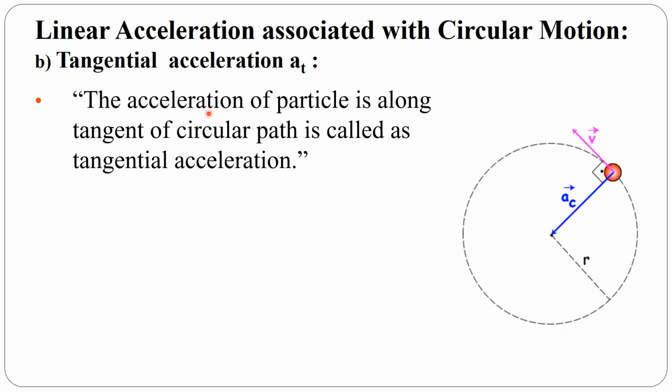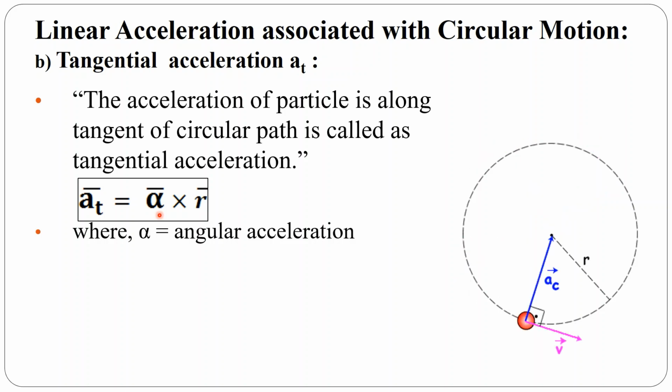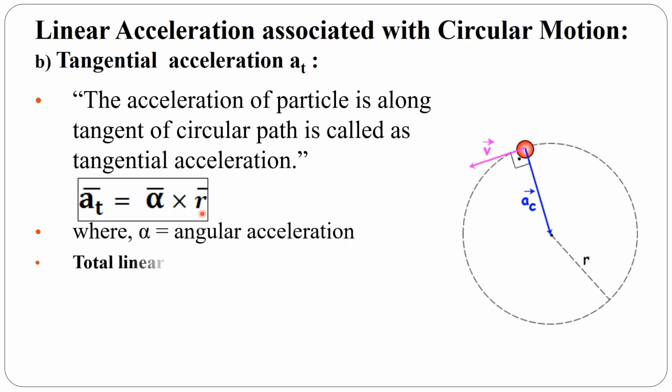So what is tangential acceleration? The acceleration of a particle along the tangent of the circular path is called tangential acceleration. Its expression is AT bar equals alpha bar cross R bar, where AT is the notation for tangential acceleration, alpha is angular acceleration, and R is the radius vector.